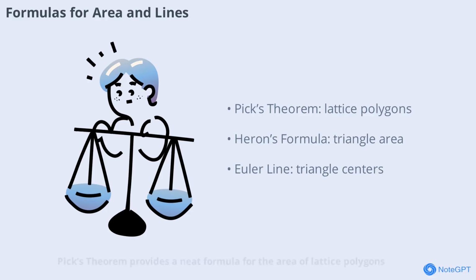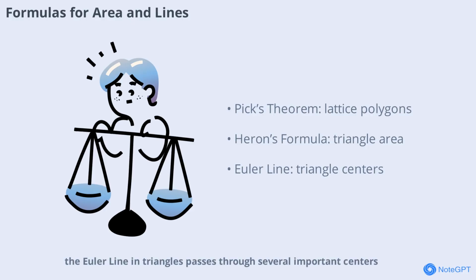Pick's theorem provides a neat formula for the area of lattice polygons. Area equals I plus B/2 minus 1, where I is the count of interior lattice points and B is the number on the boundary. Heron's formula lets us compute the area of any triangle from its side lengths, a vital tool in both pure and applied mathematics. Stewart's theorem relates the sides of a triangle to the length of a cevian, deepening our understanding of triangle geometry.